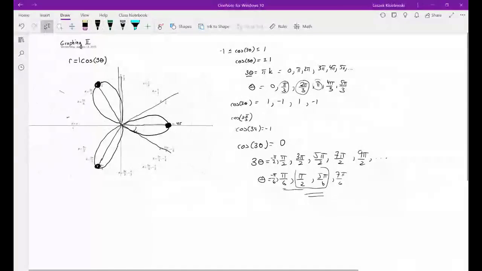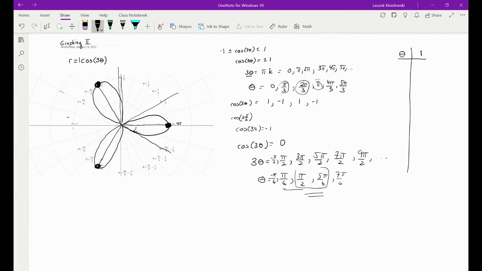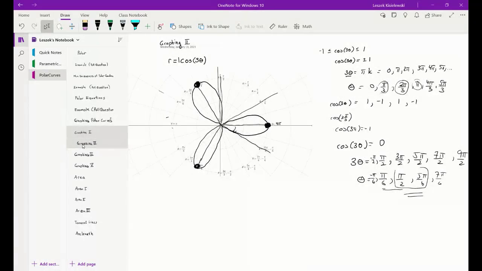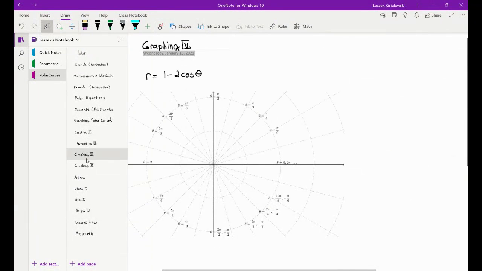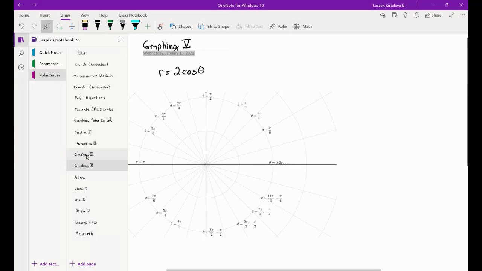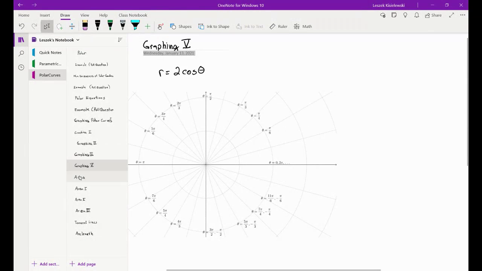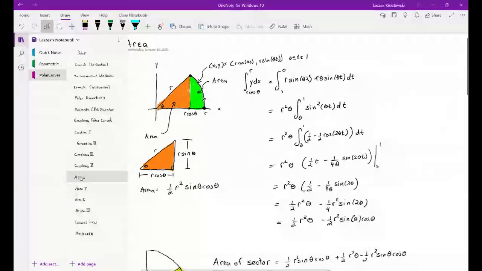And of course, you could have always done the standard thing and just picked typical values of theta and started finding the r values and then plotting those points. Okay. So you'll have more practice during the semester. I just wanted to give you a flavor of this.